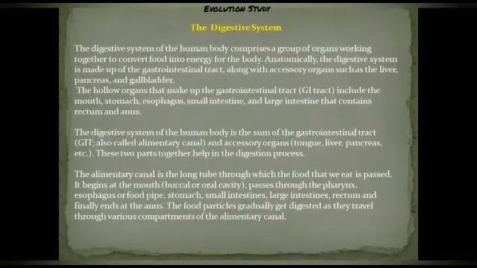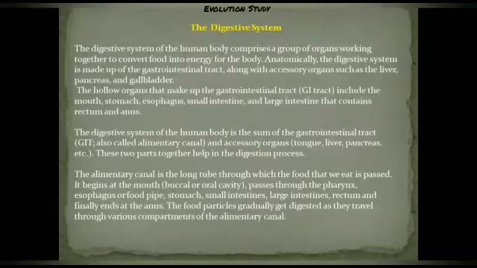Now, the digestive system. The digestive system of the human body comprises a group of organs working together to convert the food into energy for the body. Anatomically, the digestive system is made up of the gastrointestinal tract along with accessory organs such as the liver, pancreas and the gallbladder. The hollow organs that make up the gastrointestinal tract or the GI tract include the mouth, esophagus, stomach, small intestine and large intestine, which contains the rectum and anus.